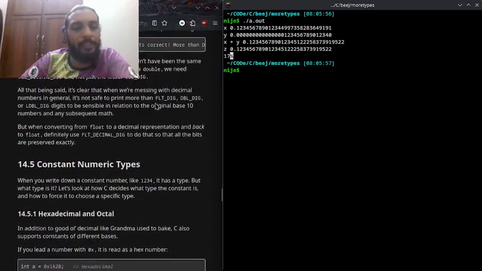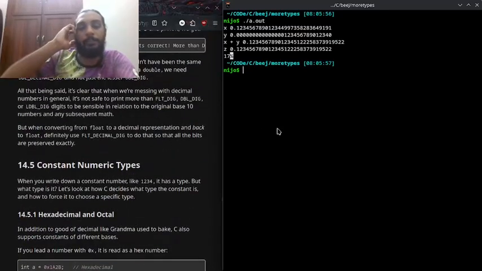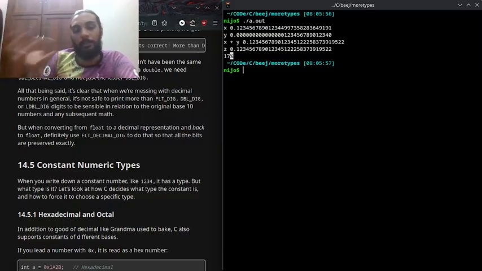All that being said, it's clear that when we're messing with decimal numbers in general, it's not safe to print more than FLT_DIG or DBL_DIG. But when converting from float to a decimal representation and back to float, definitely use FLT_DECIMAL_DIG to do that so that all the bits are preserved exactly.